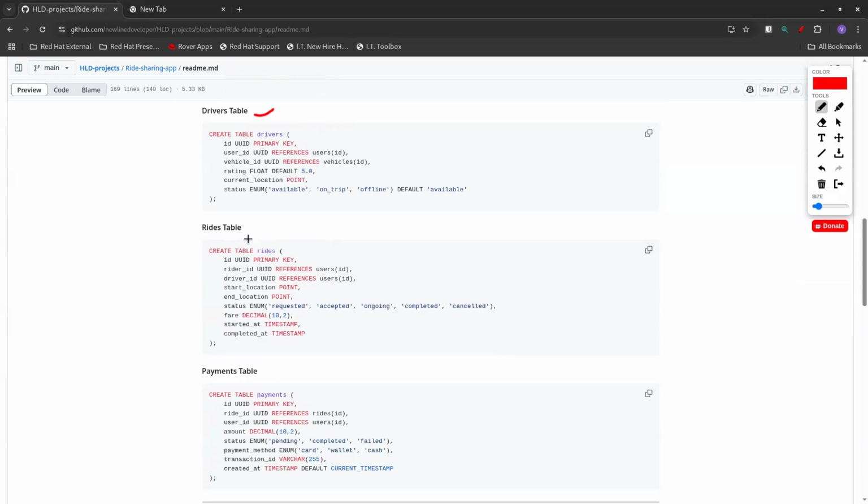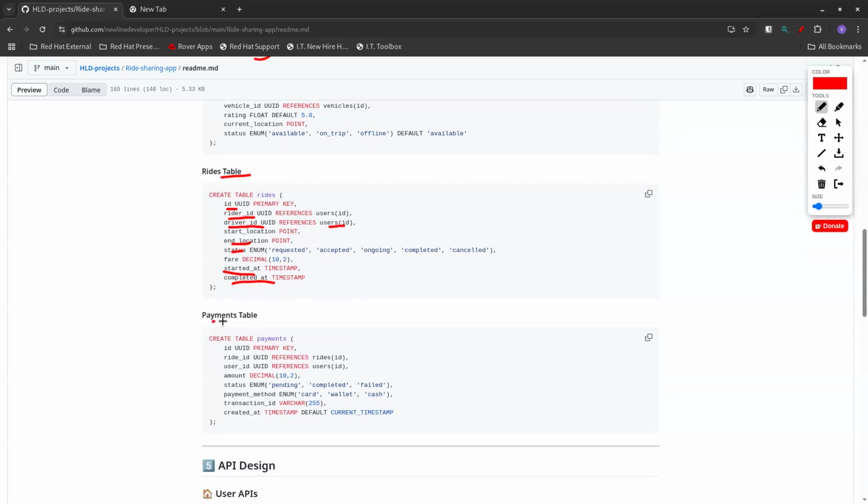Okay, and then we can keep a rides table. We can keep the ID, the rider ID, which is a user ID, and the driver ID, which is also a user ID. What is the start location, the end location, and the status, whether it's requested, accepted, ongoing, completed, or cancelled. What is the fare, the fee for this travel? And then when it started and when it completed. We can keep all of this in the rides table.